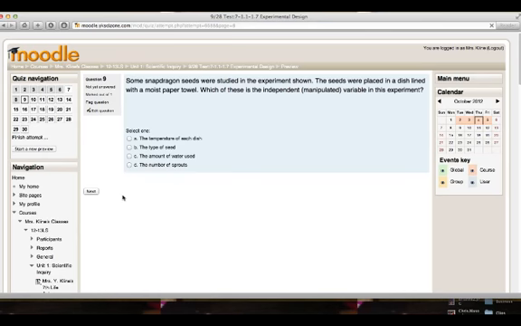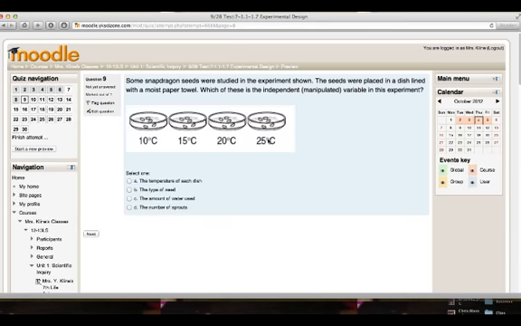Okay, number 9. Some snapdragon seeds were studied in the experiment shown. The seeds were placed on a dish lined with a moist paper towel. Which of these is an independent or manipulated variable in the experiment? Again, what we see changing here is the temperature. So the temperature change has to be your independent variable.